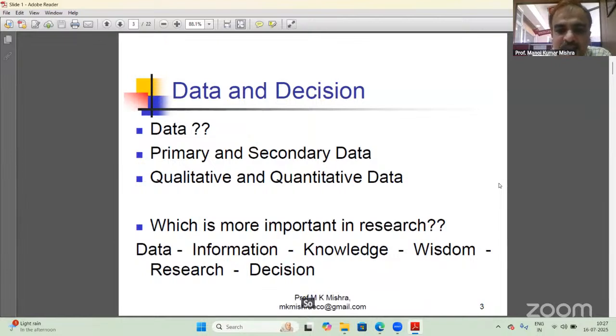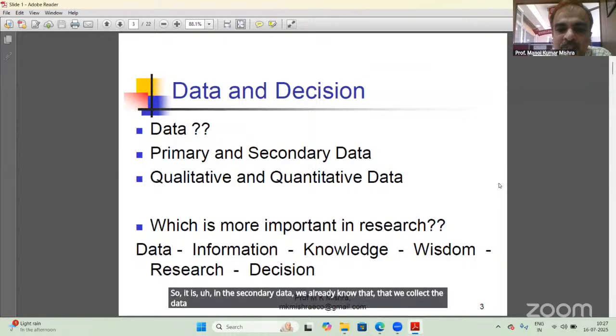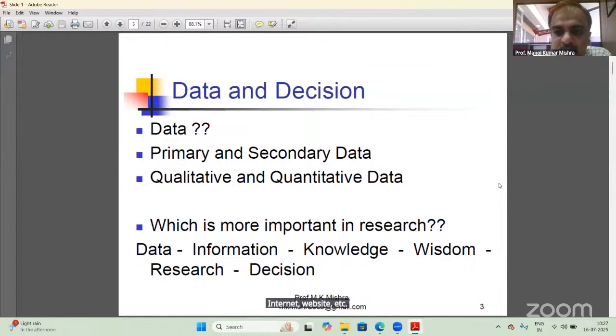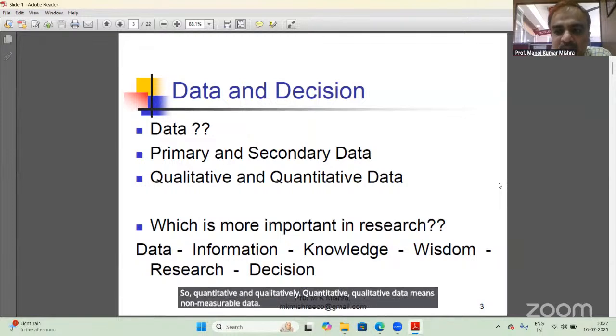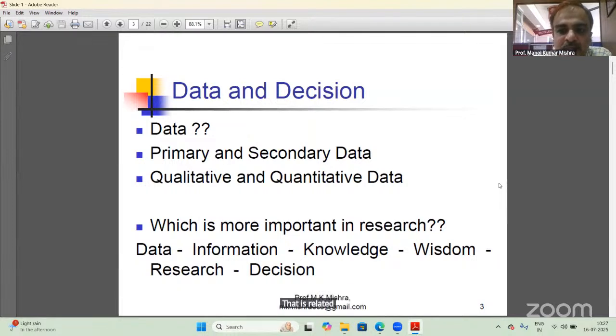In the secondary data, we already know that we collect the data from the book, journal, internet, website, etc. Research papers, thesis also. So quantitative and qualitative data. Qualitative data means non-measurable data that is related to the attribute, and quantitative data is the measurable data.